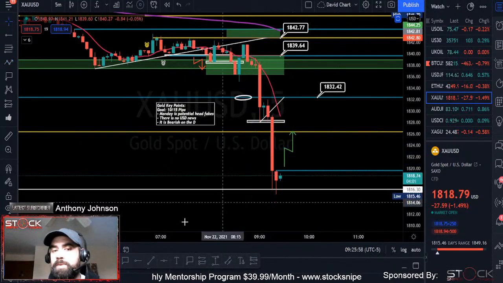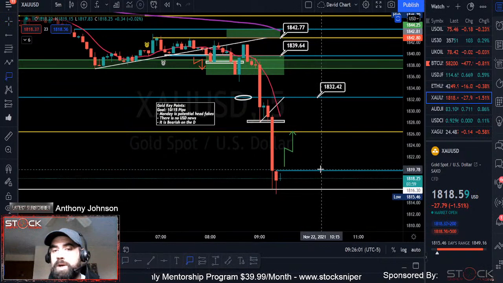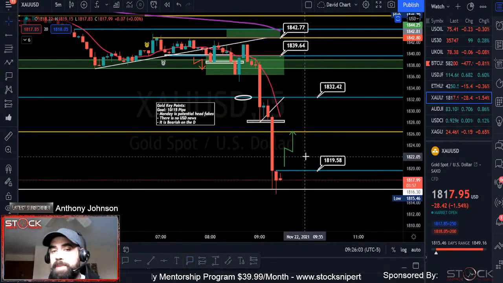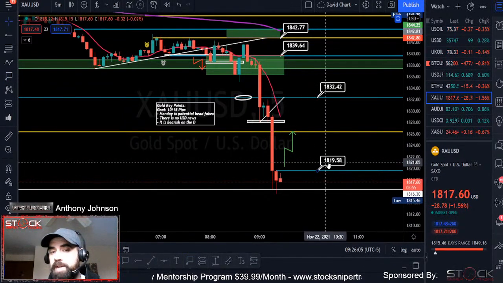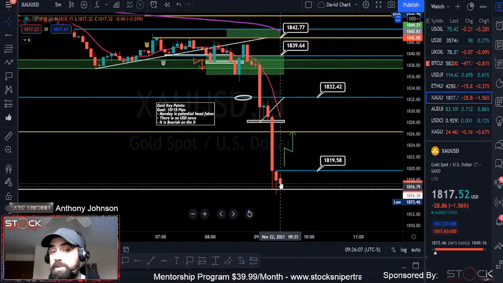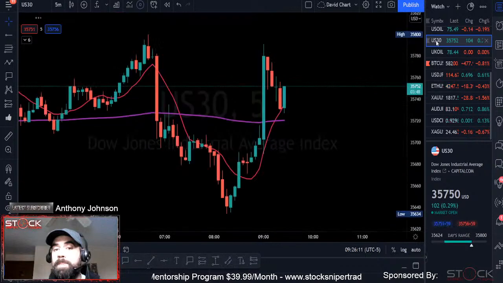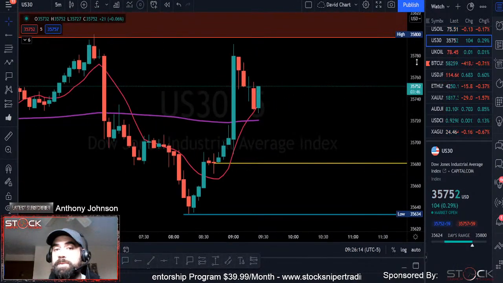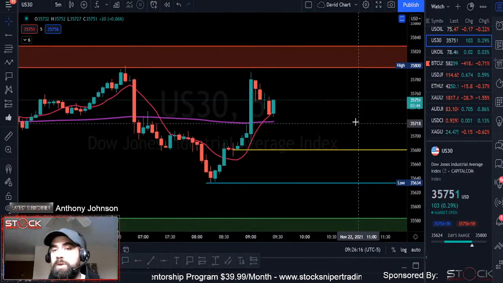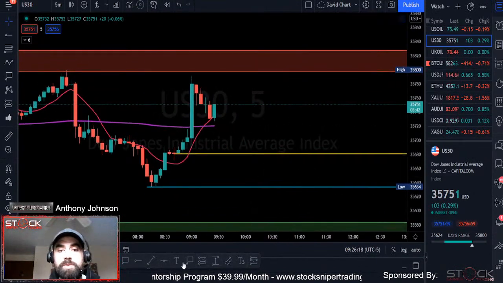Let's watch. The last thing we actually want to happen is a dead cat bounce, so it's got to break above 1819.5. If not, it's just going to continue. There's your US 30. Guys, I'm going to just quickly draw some notes on here.